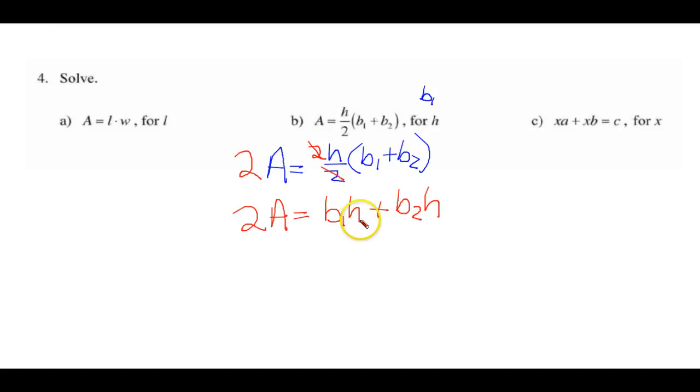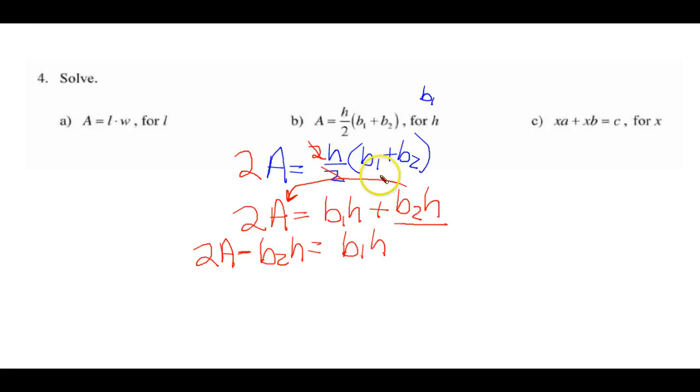So now I have the term with the H in it here, and I have this term. Well, I don't want this term on this side. I just want the B sub 1. So I'm going to take this term and just transpose it to the other side. So now it becomes 2A minus, transposing it, good tool, B sub 2 H equals B sub 1 H.